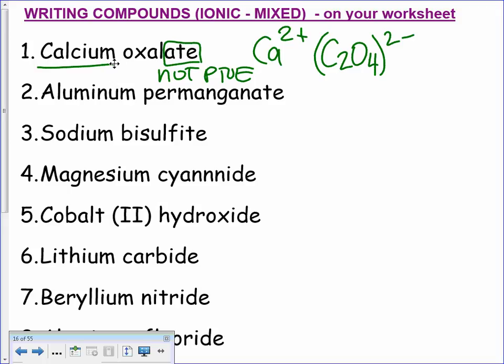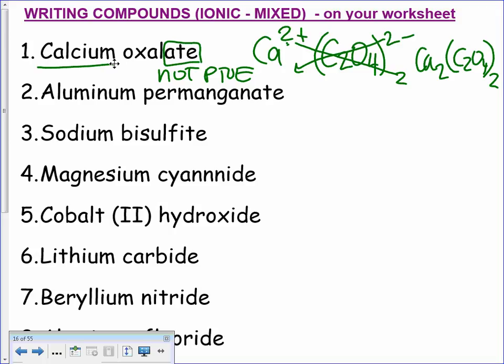Crisscross, what do you get? Give me the whole thing and then we'll reduce. Ca, the 2 comes down there, parentheses, C2O4, close parentheses, 2, because that 2 from calcium 2+ came down. So Ca2, that 2 subscript came from oxalate's charge, parentheses C2O4, and parentheses, the second 2 came from calcium's charge.